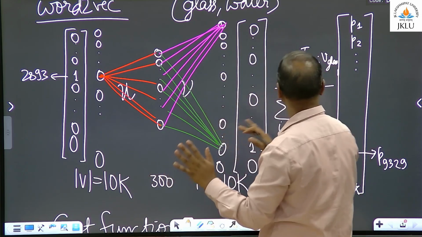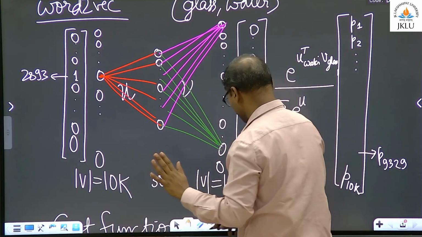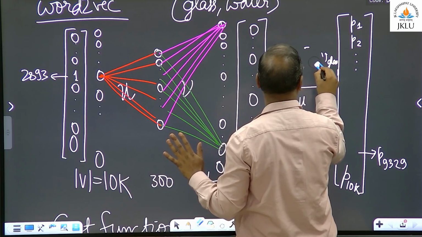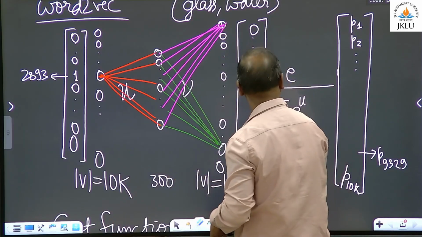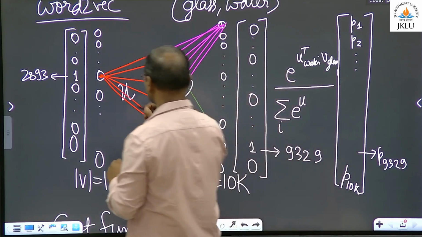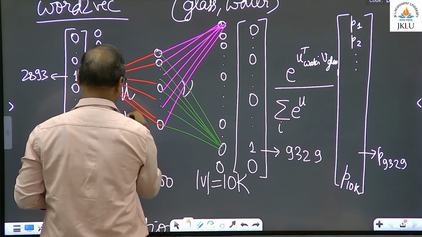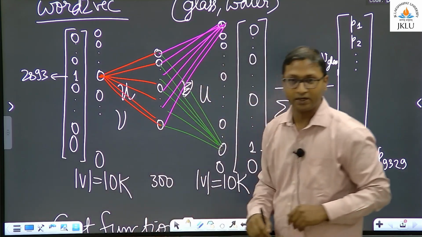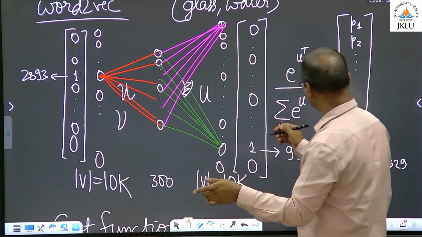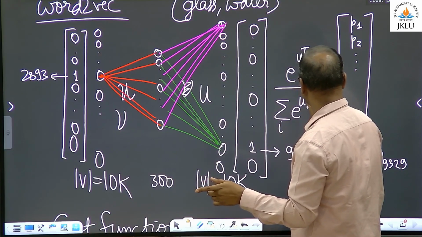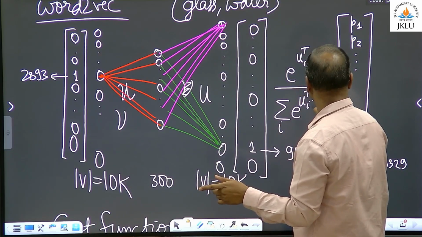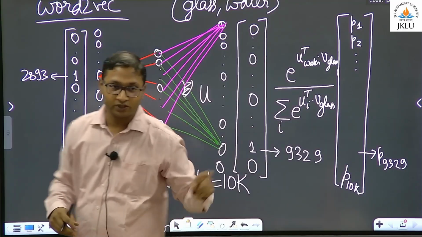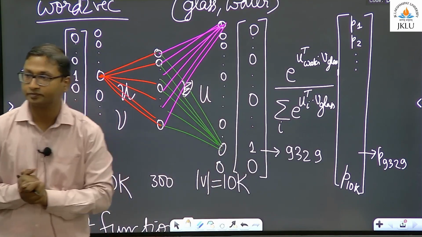It is the wrong way around, right? Right. So this must be V, this must be V, and this must be U, right? So then e to the U i transpose V glass. Is this equation fine for this particular example? Right?